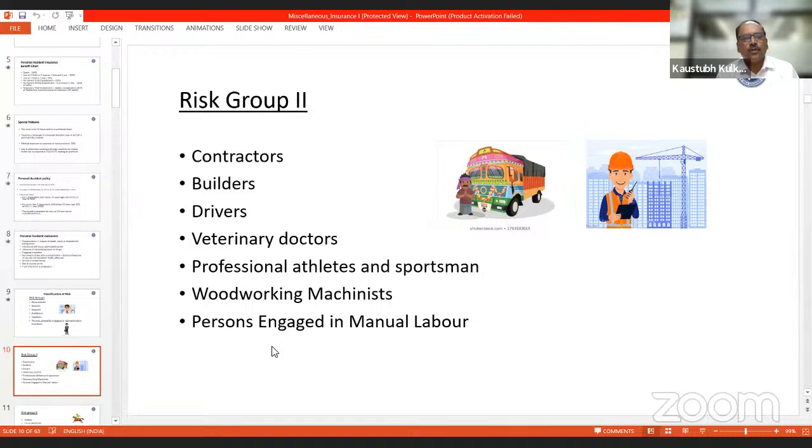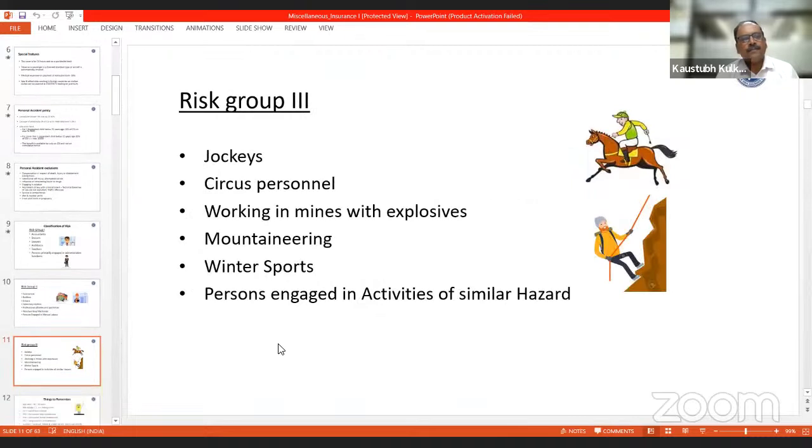Risk group 2 majorly are the manual laborers or the persons who are in manual working. Those are contractors, builders, drivers, veterinary doctors, professional athletes and sportsmen, woodworking machinists, persons engaged in manual labor. So these are risk group 2 people wherein the premium is moderate, that is lower than the risk group 3, but more than the risk group 1.